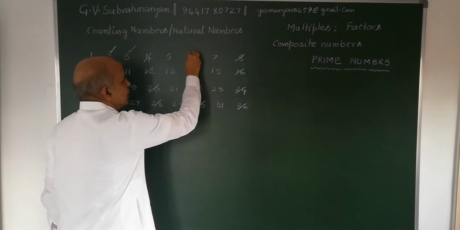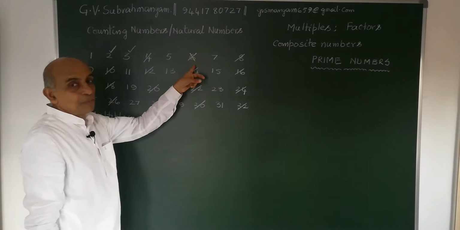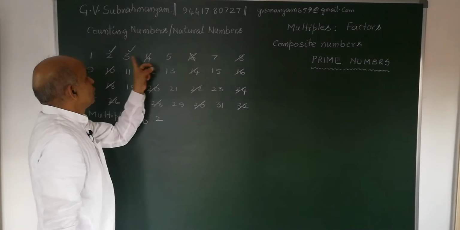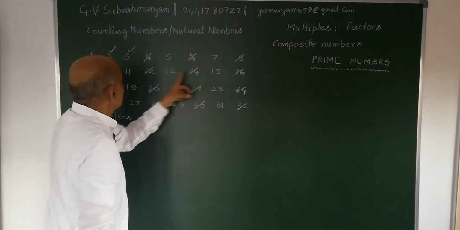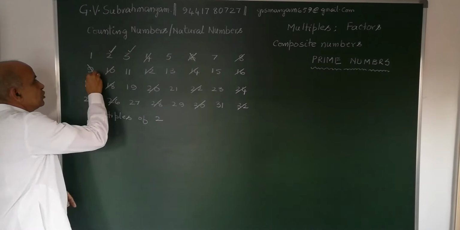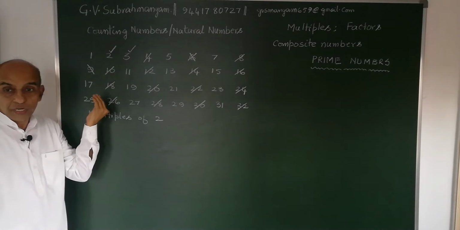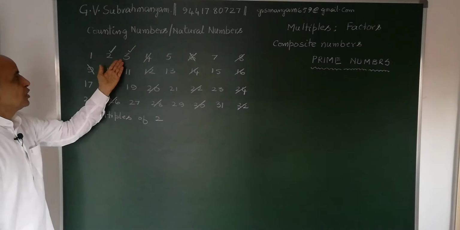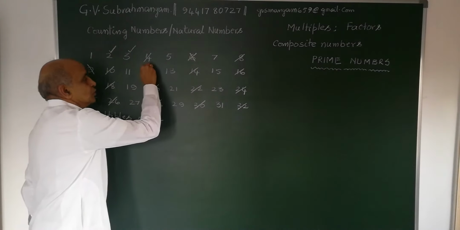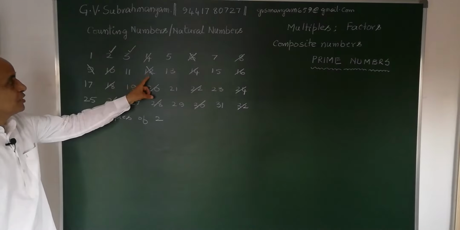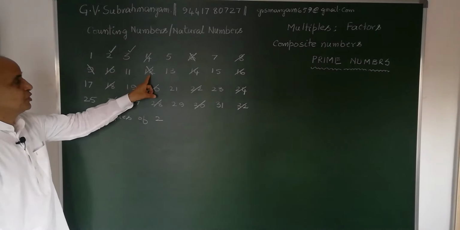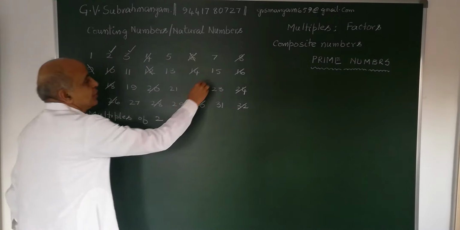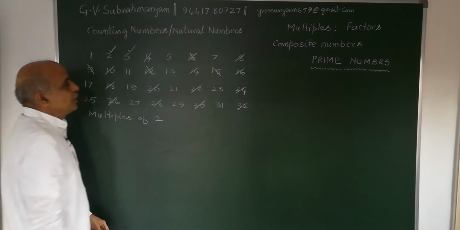Then what is its second multiple? 3 twos are 6. The 6 is already a multiple of 2 as well as a multiple of 3. Now 3 3s are 9. So 9 is a multiple of 3 only, not a multiple of 2. Next multiple, 3 4s are 12. So this 12 is a common multiple. This is a multiple of 3 as well as a multiple of 2. But 15 is a multiple of 3 only.